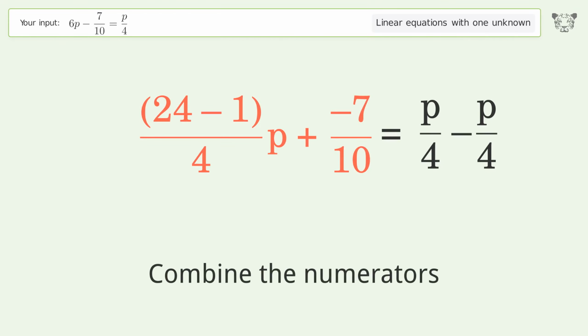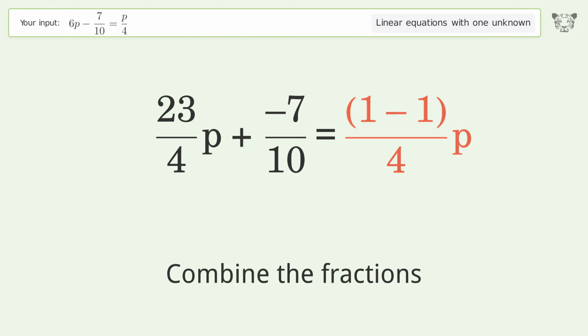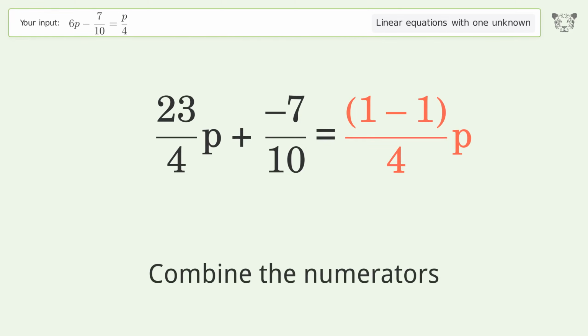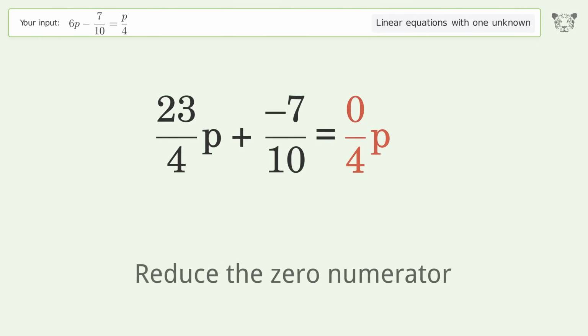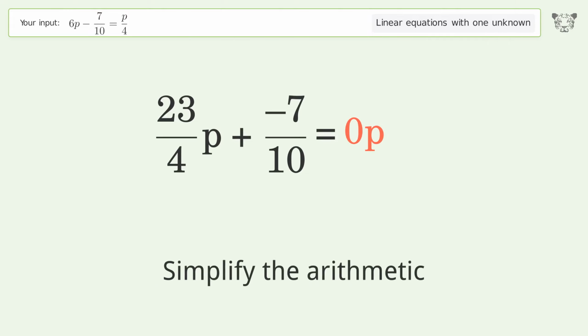Combine the numerators. Combine the fractions. Combine the numerators. Reduce the zero numerator. Simplify the arithmetic.